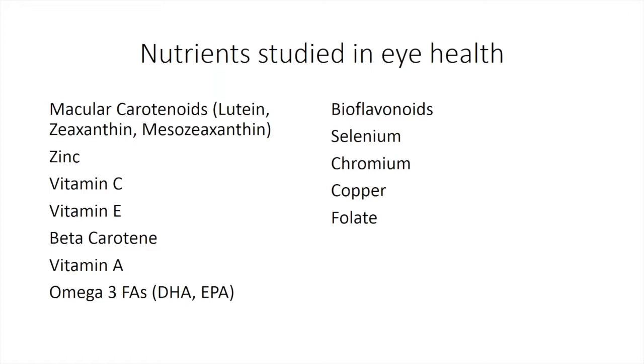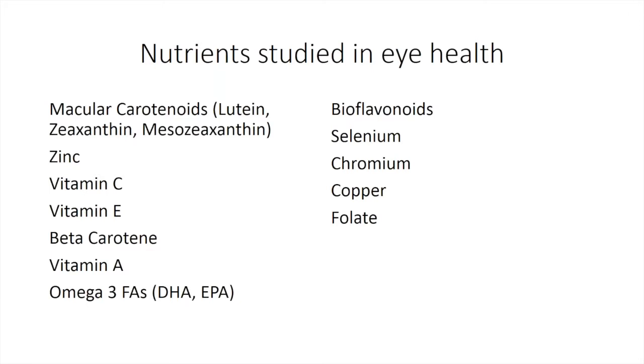Bioflavonoids, there are up to 40,000 plus of those in nature. They have an antioxidant effect, but they also support the benefits of other antioxidants, such as vitamin C. Selenium, and there are some interesting facts about selenium and glaucoma, because there are possible contraindications. Chromium, and that's specifically with regard to diabetic retinopathy, as opposed to the other three common eye diseases. Copper and folate, and one can also have too much copper, and we know that copper and zinc are antagonistic to each other as well. So these are the nutrients most studied in eye health.